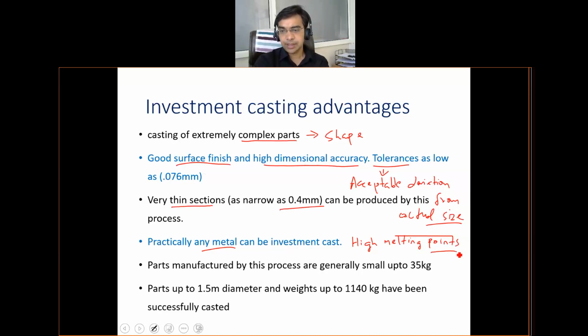But at the same time, considering all these advantages, the process has a limitation in terms of the part size that it can handle. So why is this so? Because very heavy parts cannot be cast using the investment casting process, because the thickness of the layer in which the pattern is invested cannot go to a very high value. So you can understand the mold by itself cannot handle a very large amount of molten material. At the most, parts up to 1.4 tons have been cast with a diameter of 1.5 meters.